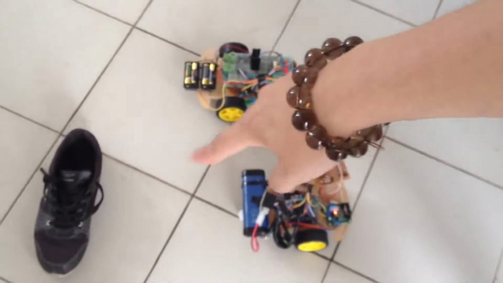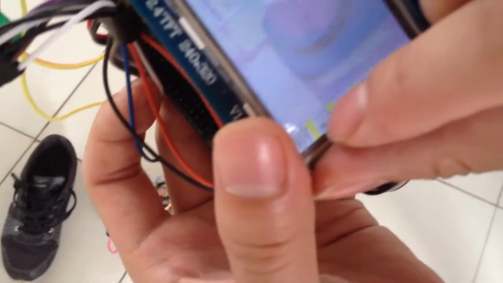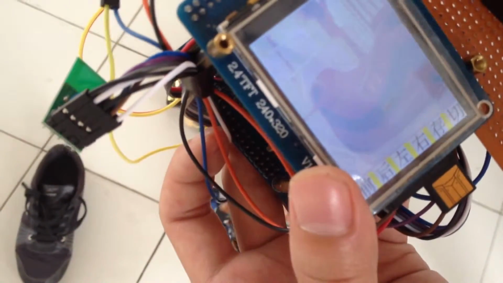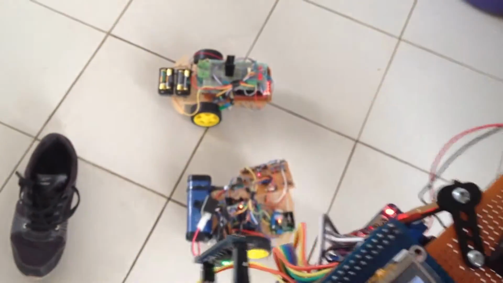You can see there is a shoe in front of my first car, and we can also see this shoe through my LCD screen. When the car is transmitting pictures, I can control the car to move at the same time. The frame rate of this system is about 1 picture per second, because I use a low-cost wireless chip, which only costs $1 Canadian.